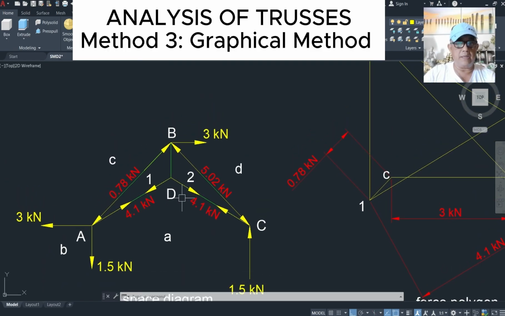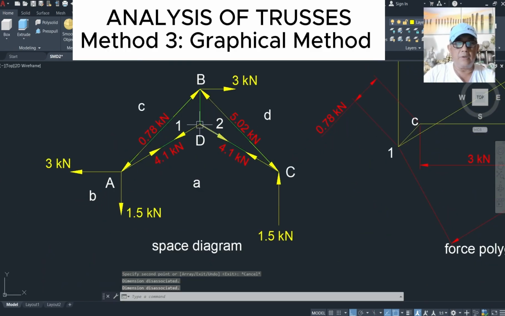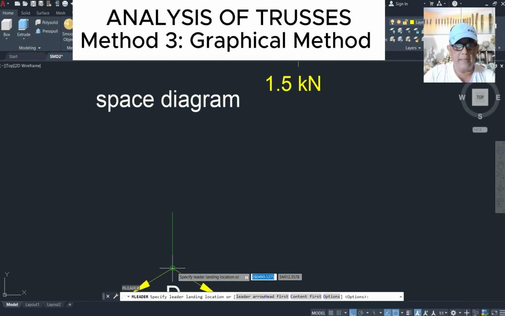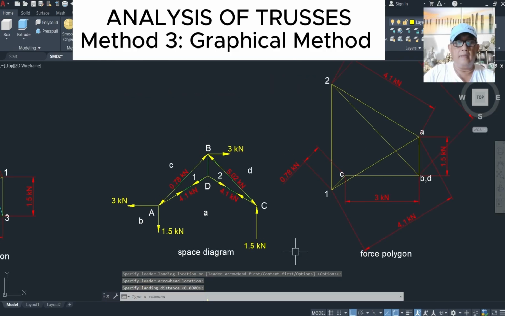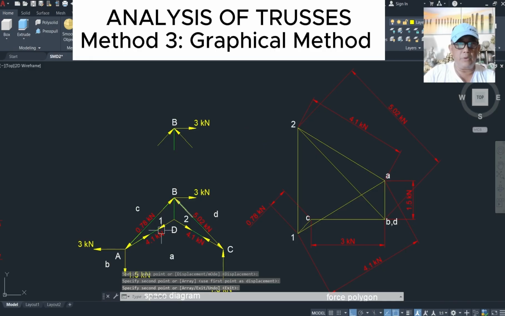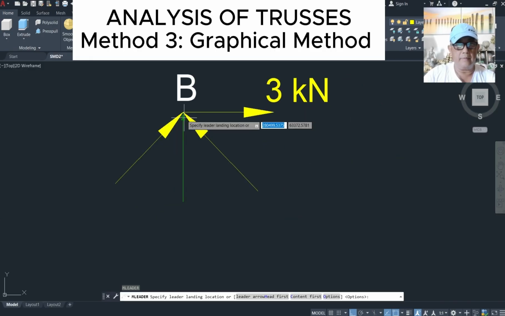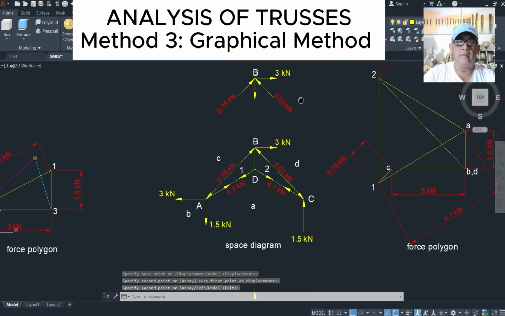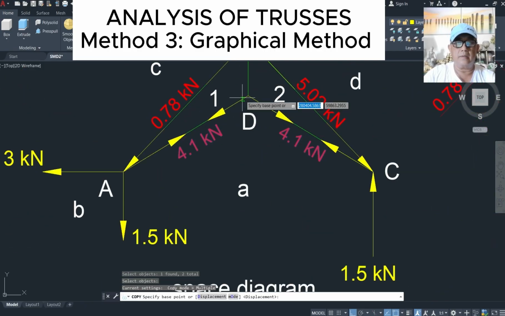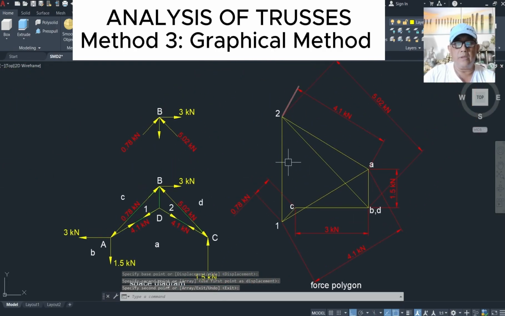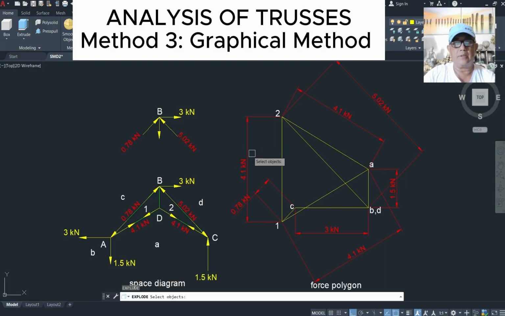What else? Remember BD. This is very small. Let's just copy this. Put it in here. So considering point D, that's 1, 2. 1, 2 is going up. So it's tensile. And let's copy this. Point B. Put it over here. Point B, it's 2, 1. So it's going down. So how much is BD? That's 1 to this one. So this is 4.1 kilonewtons.